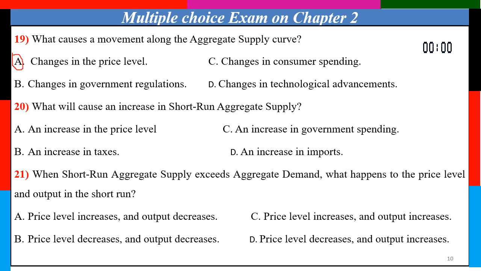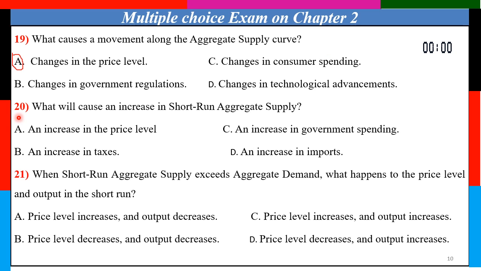The answer is A. It is the simplest one because we already discussed the aggregate demand. Movement along the aggregate supply is caused by the price. The rest cause the aggregate demand to shift to the right or to the left. B, C, D cause the aggregate supply to shift to the left or to the right. A change in the price level causes the aggregate supply to move along the same curve.